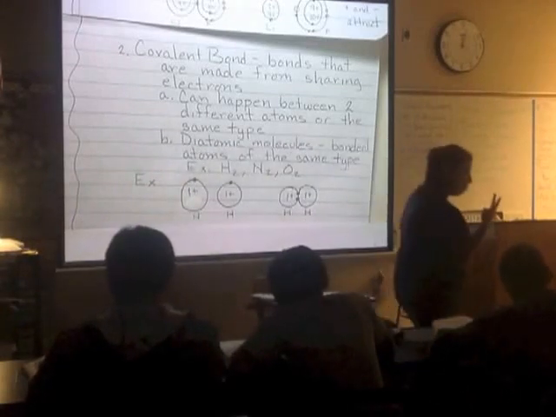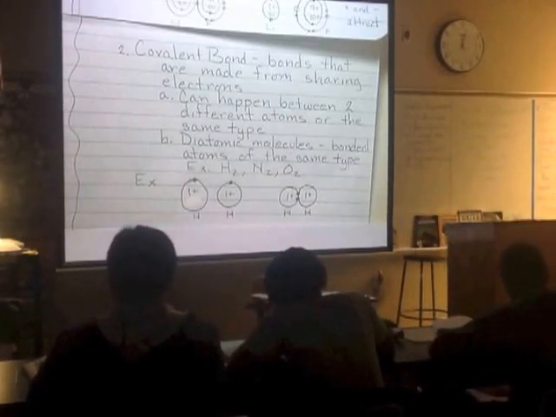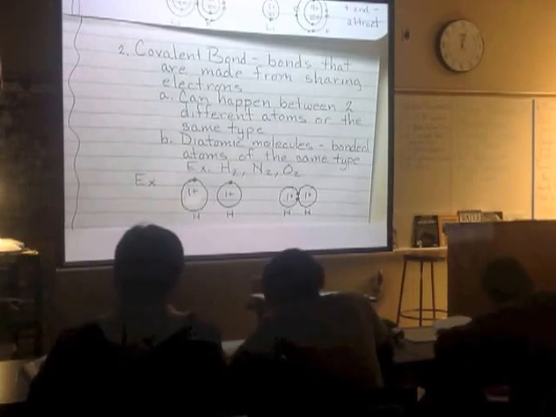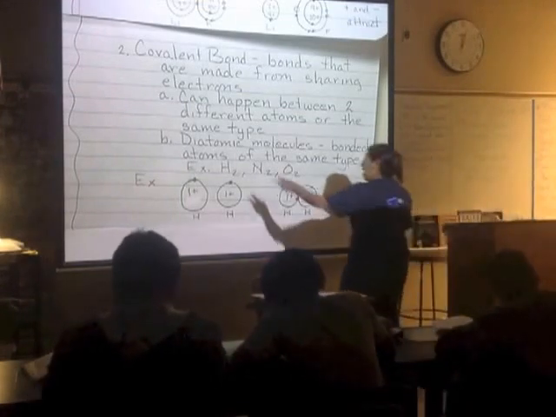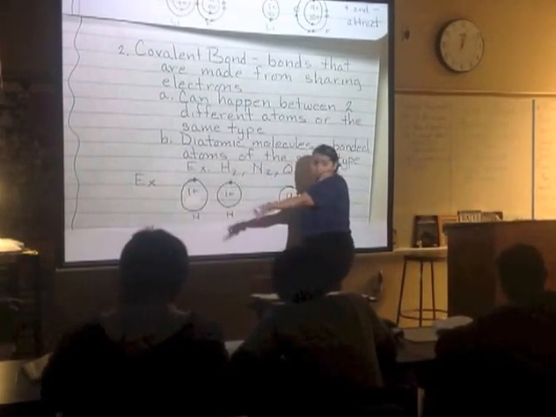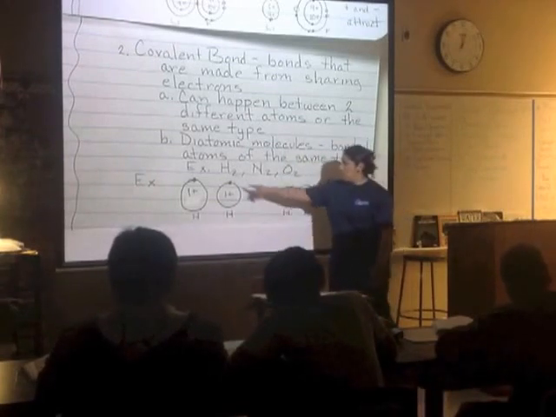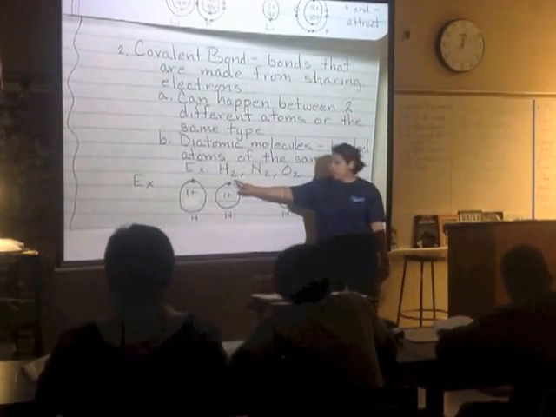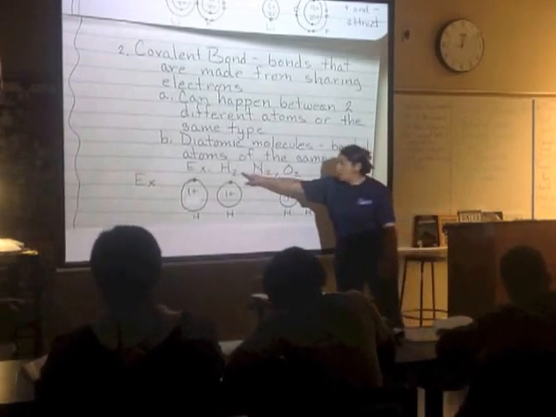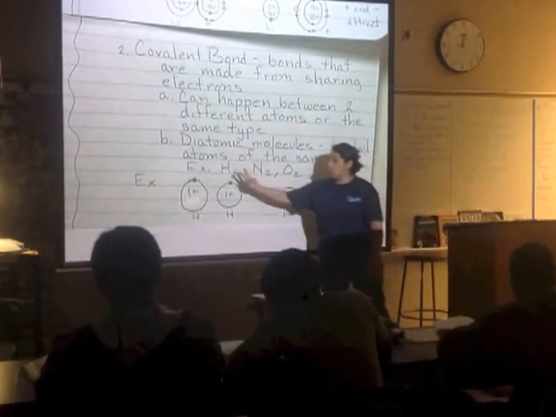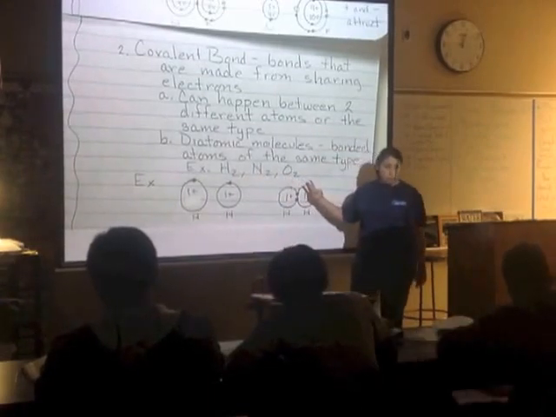Bicycle. Two cycles. Okay? So the prefix di means two. So diatomic means two atoms. Atomic means atoms. So two atoms. Aren't there two here? Aren't there two here? These three are called diatomic molecules because you have two of the same type. Okay?